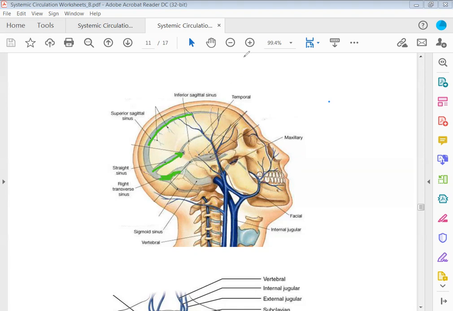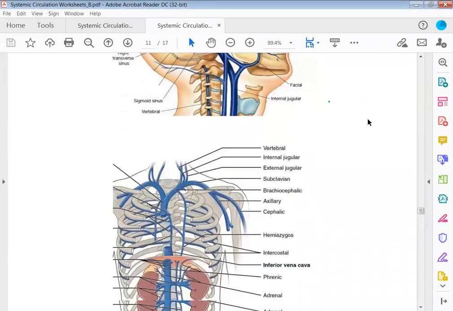Then this one that makes a little squiggly line, a curve right here, that's going to be your sigmoid sinus. You can see I'm drawing a line here in orange, your sigmoid sinus. A lot of times in the body when something makes a curve, we call it a sigmoid. And this sinus makes a curve, so this is your sigmoid sinus. Okay, now I'm going to erase all my scribbles here, and we are going to move to the next picture.